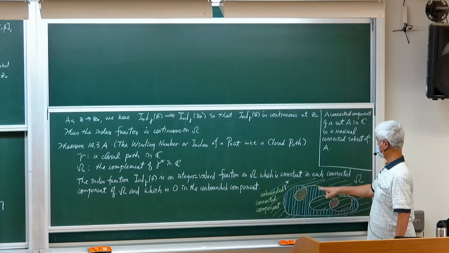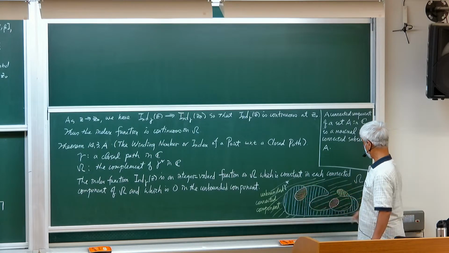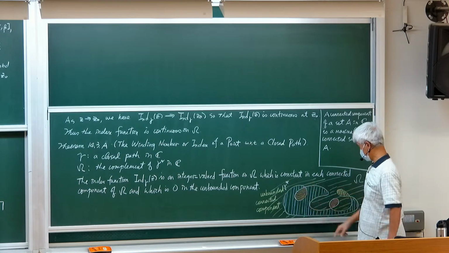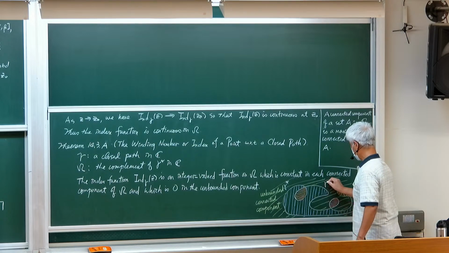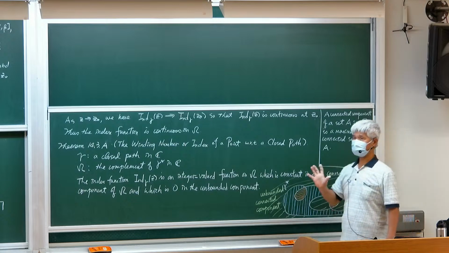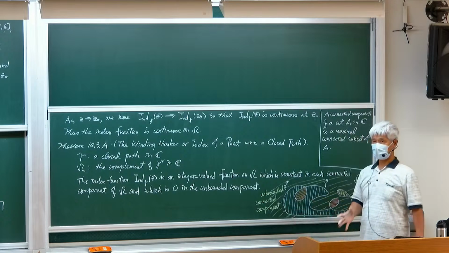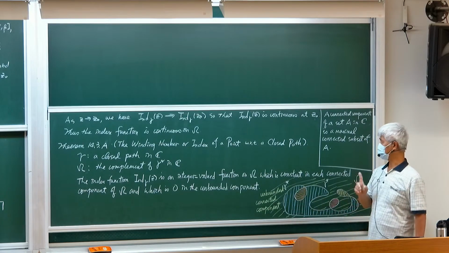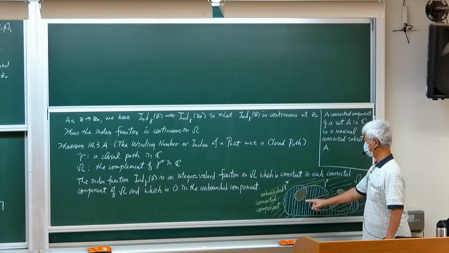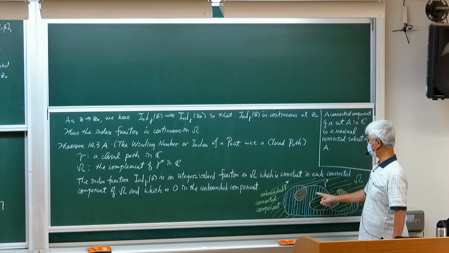So from here you can see that the omega here, the complement of the curve gamma star, has 5 connected components. And of course, one of them is unbounded. So there is one and only one unbounded connected component, and we have 4 bounded connected components here, as indicated by different colors.